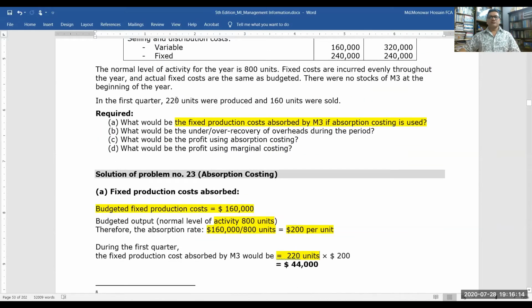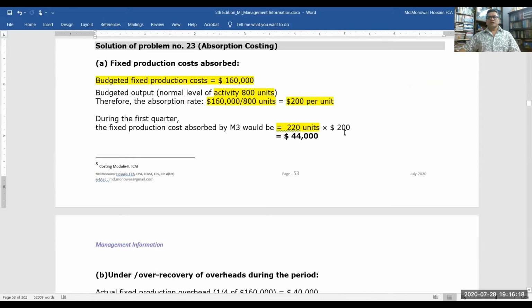So during the first quarter, the fixed production cost absorbed for product M3: as per the question, 220 units were produced, at 200 per unit. So the fixed production cost absorbed in the quarter is 44,000.